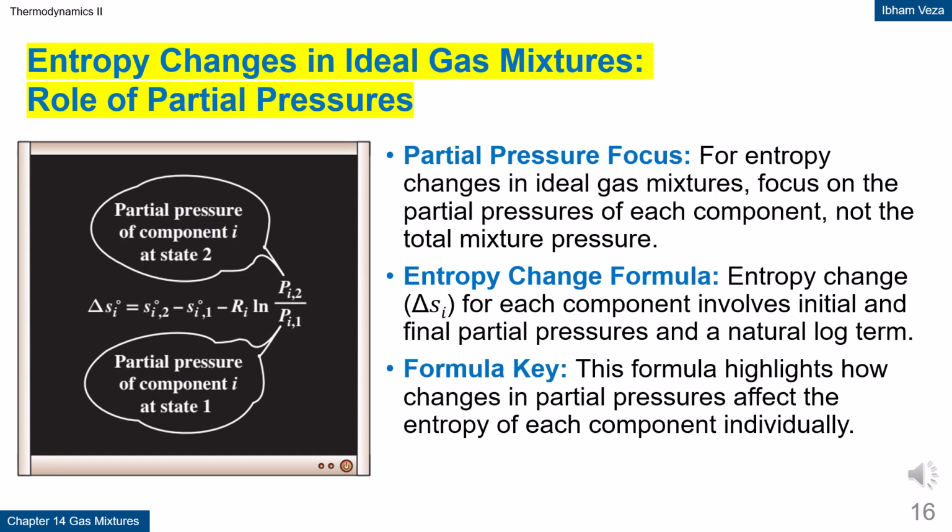Entropy changes in ideal gas mixtures. Entropy changes in ideal gas mixtures are analyzed based on the partial pressures of each component, not the total pressure. Each component has its own entropy change that depends on the initial and final states. The formula involves the natural logarithm of the ratio of partial pressures. This shows that mixing and state changes affect each component individually. This approach is important for analyzing mixing and separation processes.